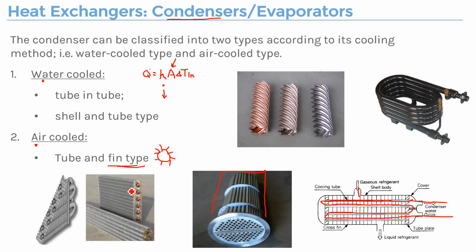And also for this one, it's kind of a combination: you have the tubes, and also the vertical ones are fins. So that's mainly to increase surface area for the air-cooled heat exchangers.